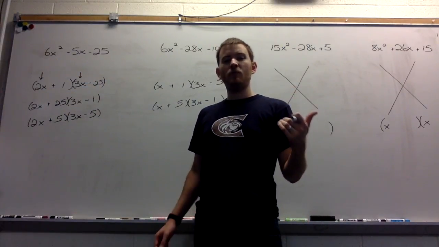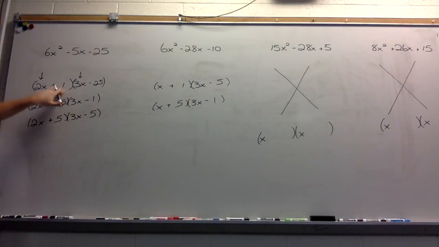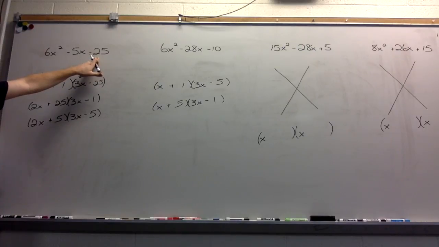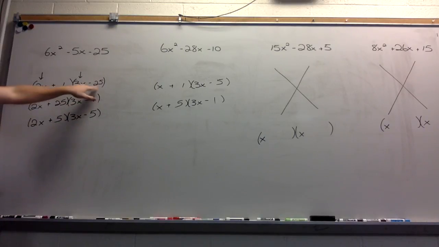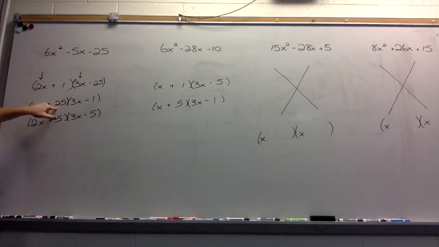The last numbers in our set of parentheses, the constant terms for each, in this first one it's 1 and 25. Those two numbers have to multiply together to get my last term, negative 25. So I'm looking for possibilities that multiply to that. 1 and negative 25, since I'm multiplying to a negative 25. Positive 25 and negative 1. I can also do positive 5 and negative 5.